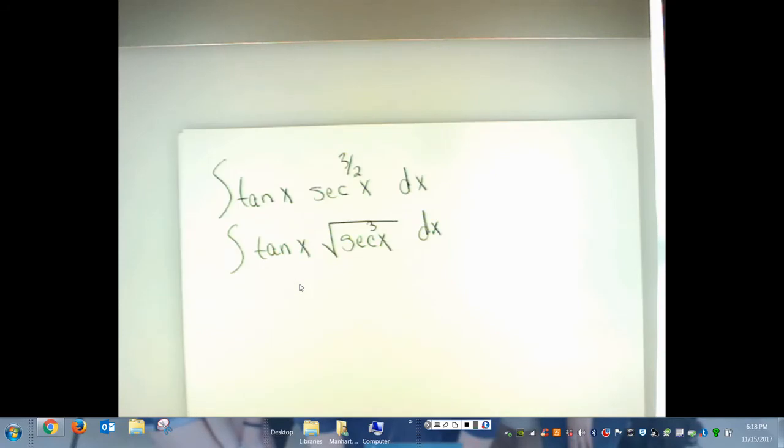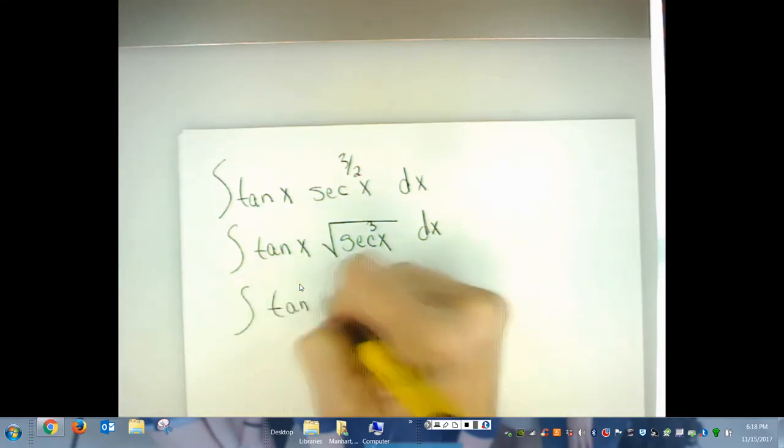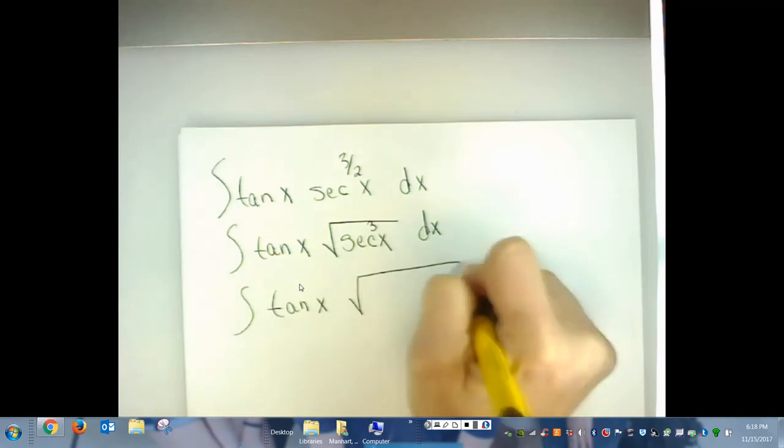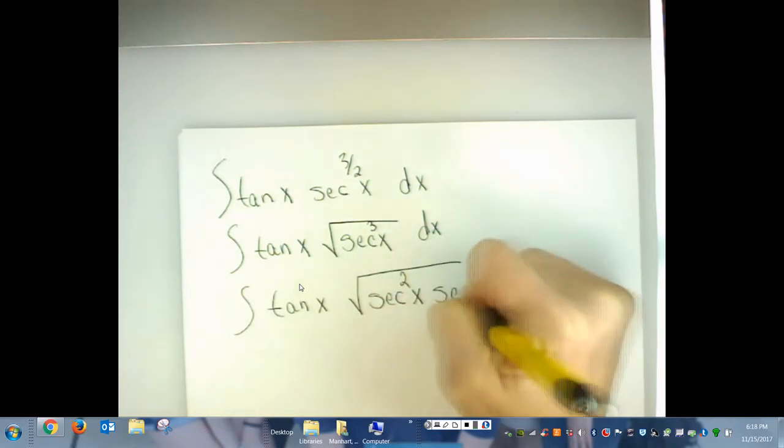Again, this is an alternative method. It's not Roman numeral number 1 or 2 or 3 or 4. It's Roman numeral number 5. The hint is you want to remember your derivatives and your antiderivatives for your 6 basic trig functions, because we can take tangent cubed and under the radical we can have secant squared times secant.